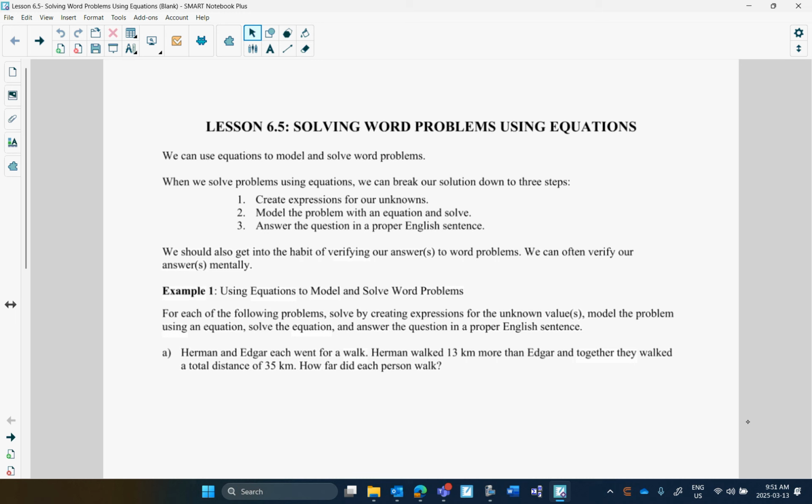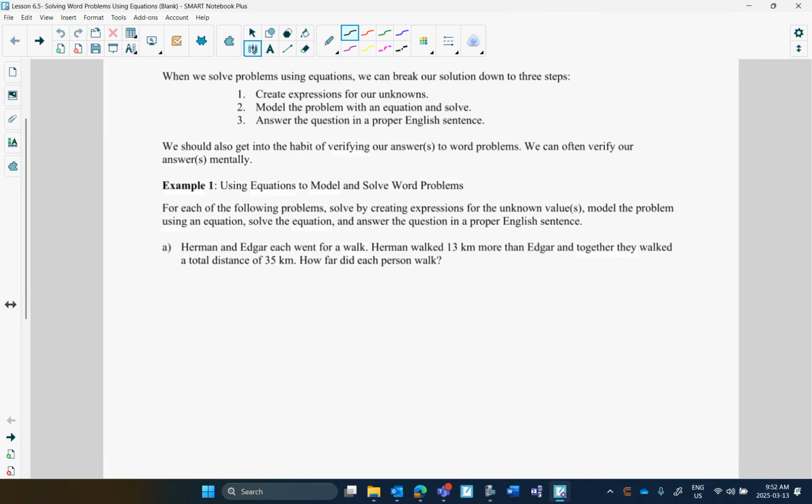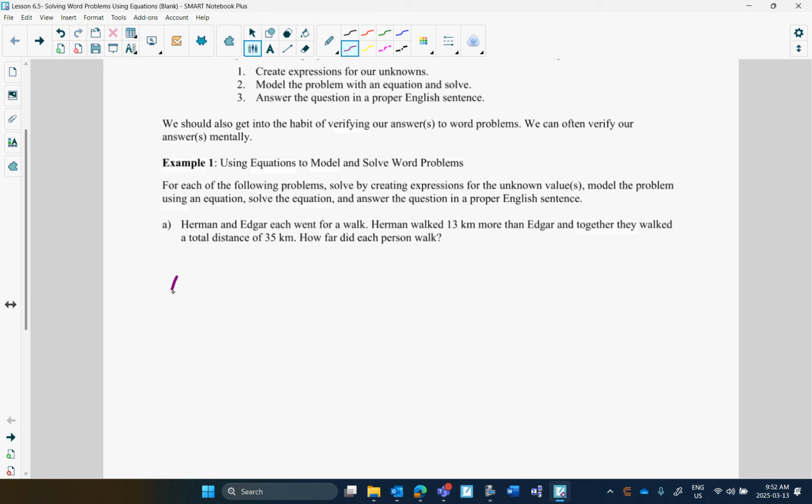Those kind of questions we can actually solve by using algebra. We don't have to worry about doing a lot of guessing and checking in our head, especially if the numbers are more complicated. Here's the 3 steps that we do for solving an equation, or solving a word problem using an equation. So let's start with the first example, and we're going to do the 3 steps.